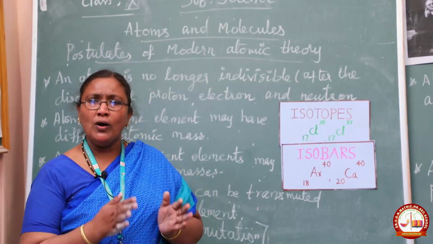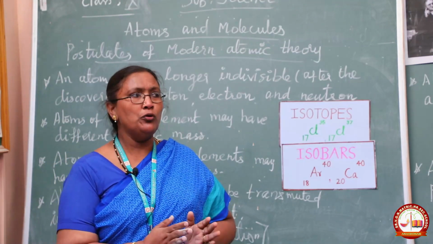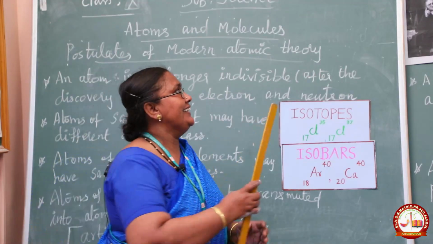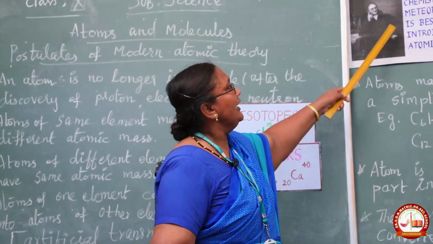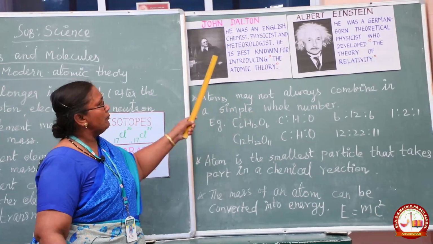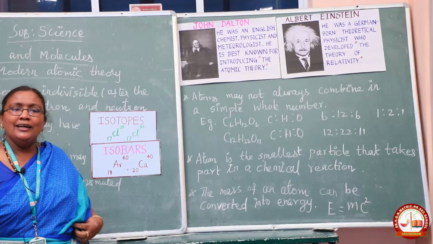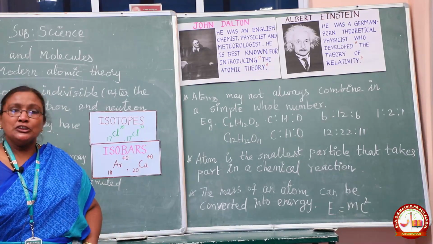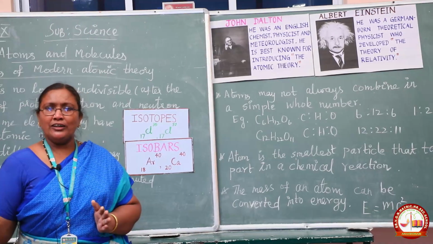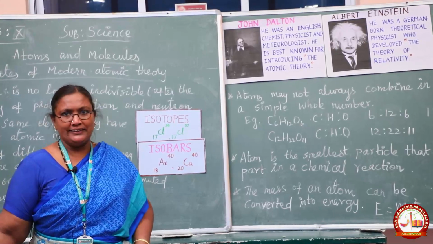But who told about atom, the scientific theory? Who told about the atom in a scientific theory is John Dalton. Here see the picture of John Dalton. He was an English chemist, physicist and meteorologist. He is best known for introducing the atomic theory. He only told about the atomic theory scientifically. So he was called as the father of atomic theory. Who was called as the father of atomic theory? John Dalton.